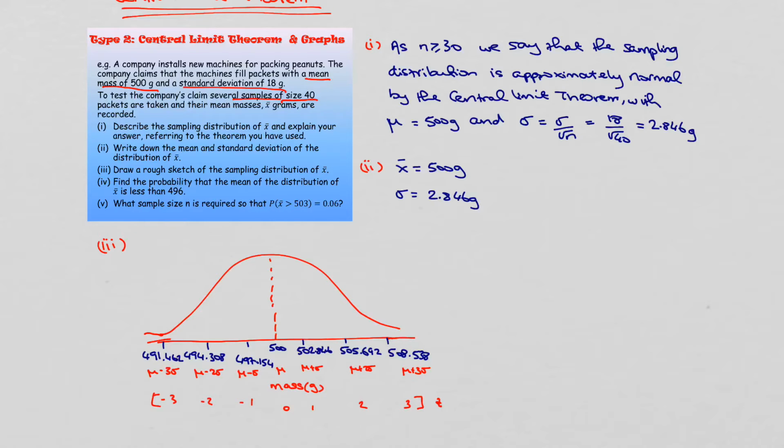So it now says find the probability that the sample mean is less than 496. So 496 is approximately here on our graph, and we want to look for the probability that the mean is less than that. So we're looking for all of this area of our graph. And again, in order to find that, we're going to need to convert our value for x, in other words the 496, into a z-score. So let's do that on the next page.